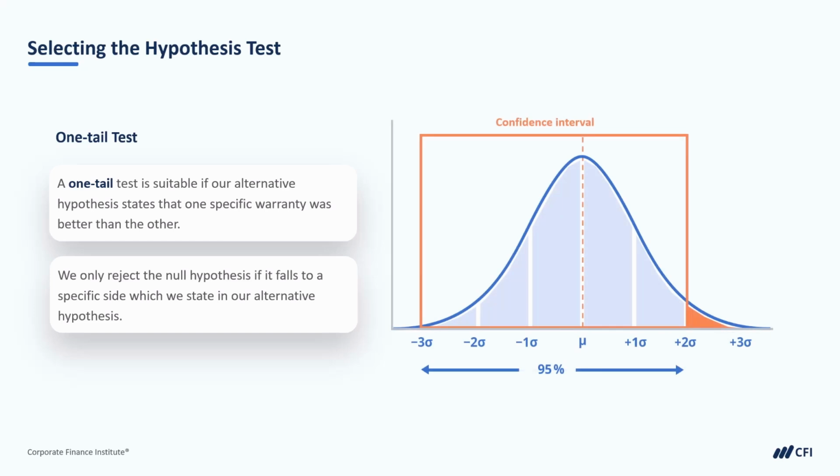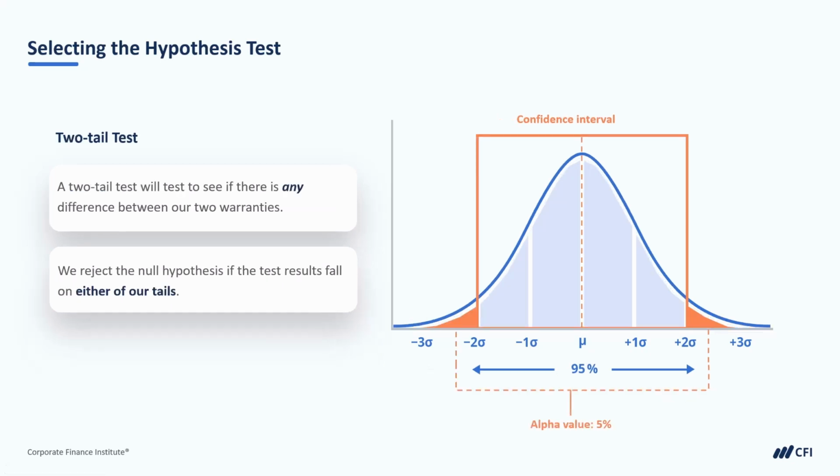If we take a look at our visual again, notice how our alpha is only visualized on one end of the distribution now. We can only reject the null hypothesis if our result falls within this one specific area. In our example, we didn't state a preference for either warranty in our alternative hypothesis, so this test isn't appropriate at the moment, but we will come back to this later in the chapter. For now, we will apply a two-tailed test for our hypothesis. This is a good test based on the alternative hypothesis that we selected.